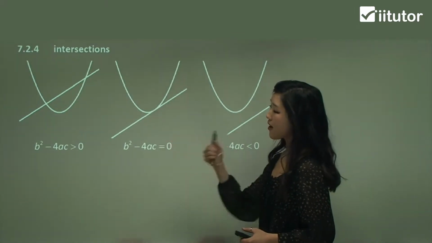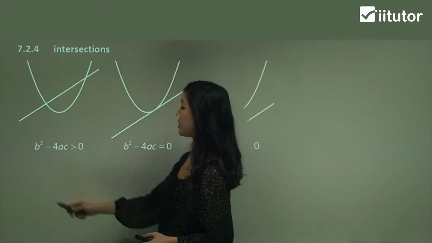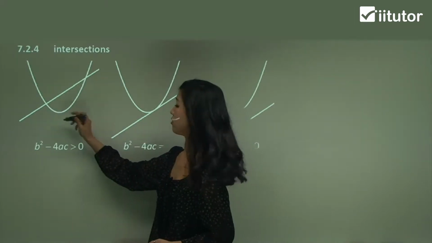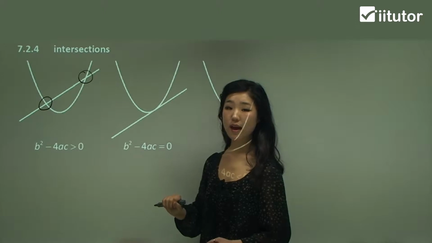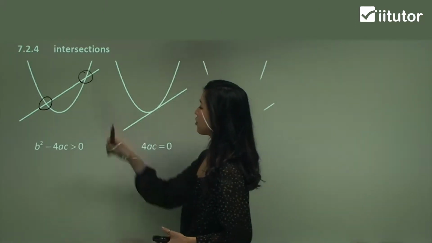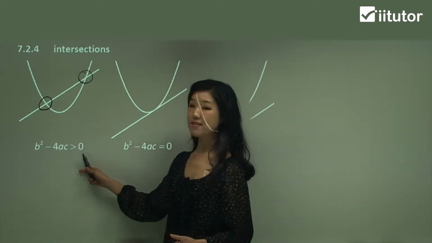okay? So the first case is when the parabola intersects with a straight linear line and they happen to have two intersections, so one there and one there, okay? And that's the maximum amount of intersections they can have, right? So if we have two intersections, then the discriminant must be greater than 0.